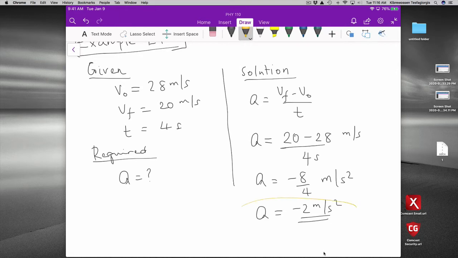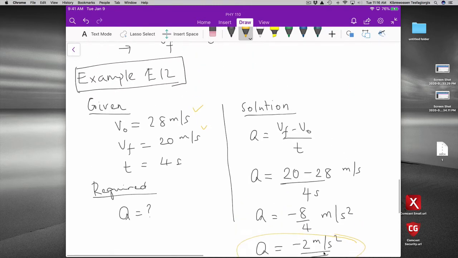What does that negative mean here? It means the car is slowing down. As you can see here, the initial velocity is larger than the final velocity. So as a result, the car is slowing down. Okay? So if you give me the solution like this, then I'm totally fine with it. Acceleration is equal to negative 2 meter per second squared. Then that's it. Okay?